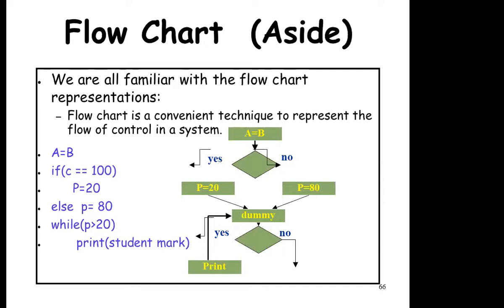Just see this example. A is equal to B. It can have answer yes or it can have answer no in a diamond box. First of all, A is equal to B. So this is the thing which we do in a flow chart.